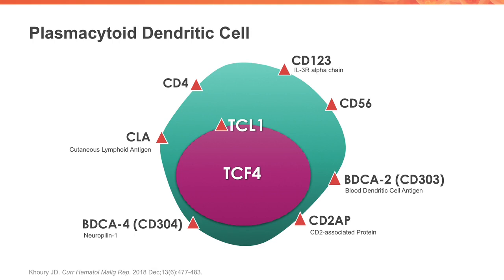PDCs express a variety of markers, which is also preserved in the BPDCN. You can see on this slide that they express the cell surface CD123 or IL-3 alpha chain, CD56, CD4, and some additional markers. In addition, they express the marker TCL1 on the nuclear membrane and TCF4, which is a transcription factor expressed intranuclearly.